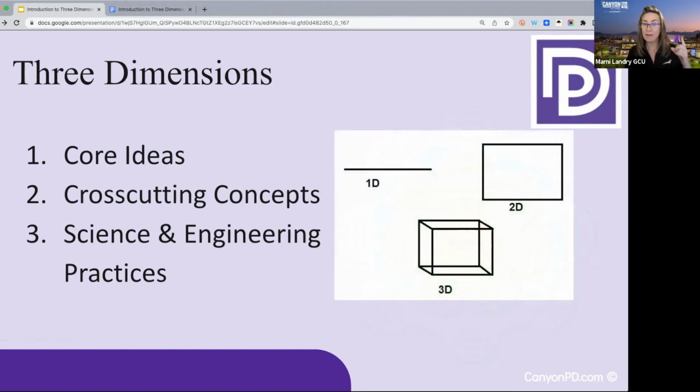And again, that first dimension is just the knowledge. What do we need to know? The second dimension is the frame. How do we need to think about it? And that third dimension is action. It's what are we going to do with that knowledge?